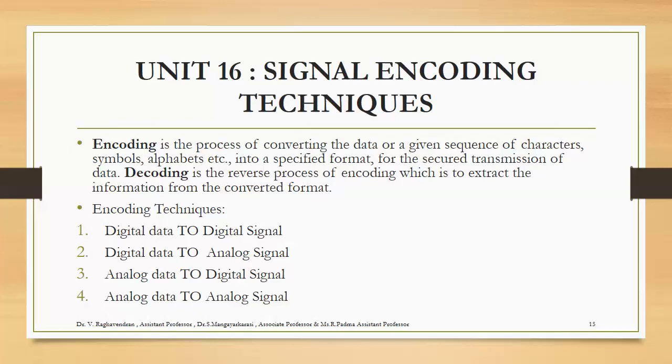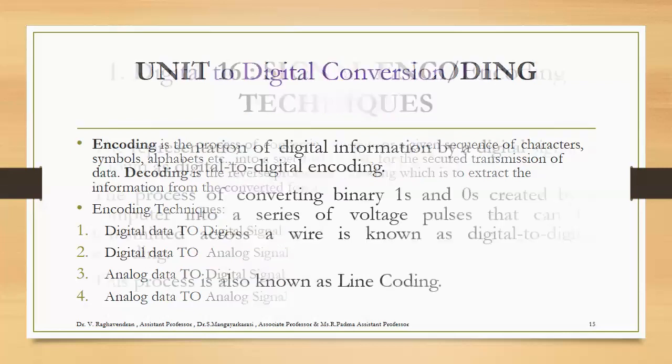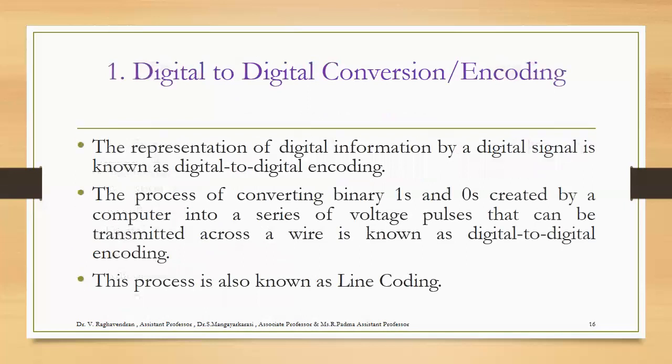The first one, digital to digital. Second one, digital data to analog signal. Third one, analog to digital. Fourth one, analog to analog. The first one I am going to tell is digital to digital conversion. The representation of digital information by a digital signal is known as digital to digital. That means the source is digital, and the receiving end is also digital.